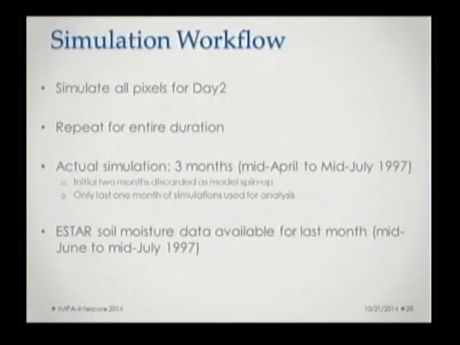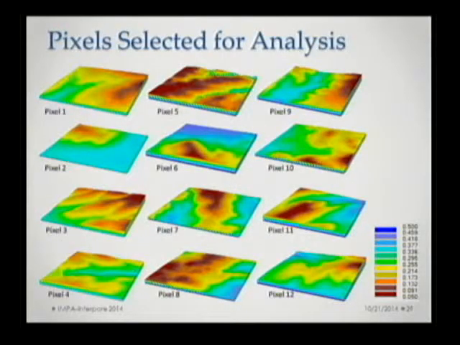So I ran the simulation for 3 months, but we usually discard the first couple of months to let the model understand the system, and the last 1 month was what we used for analysis, and that's also the time when we had the remote sensing soil moisture to compare with. So these were the 12 different pixels that I'm going to talk about.